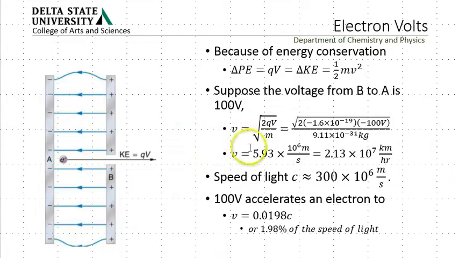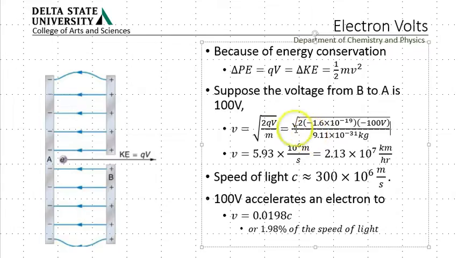So let's take, say, 100 volts. We have 100 volts here. Q is minus 1.6 times 10 to the minus 19 coulombs, right? The mass of the electron is 9.11 times 10 to the minus 31, and that all needs to be inside the square root there. Now we calculate this and we get a velocity of 5.93 times 10 to the 6 meters per second. That is the velocity we end up with.